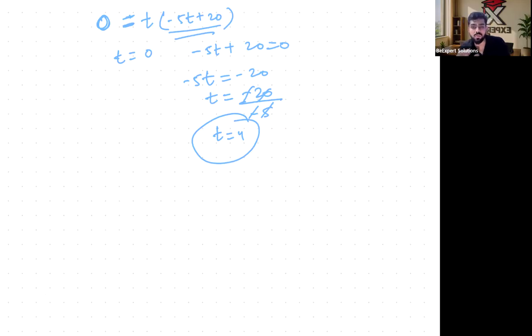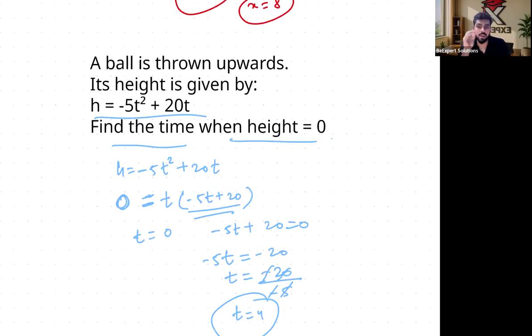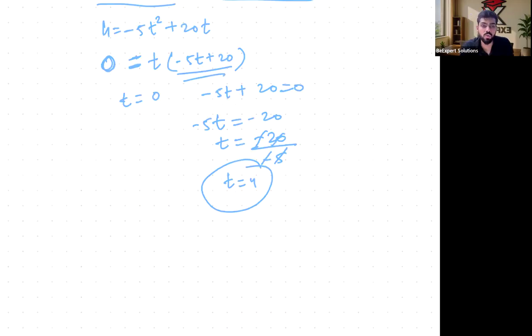If you have really read the question, the ball is thrown upward, its height is given by this, and we need to find the time when height is 0. So you put the height as 0 first, then you proceed, you take the things forward this way, and you solve the question completely like I showed you guys.